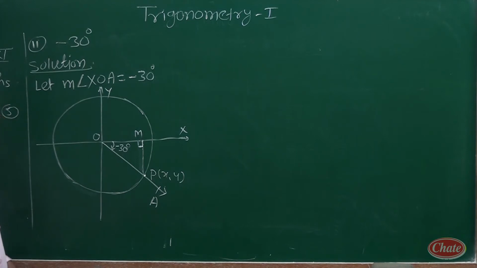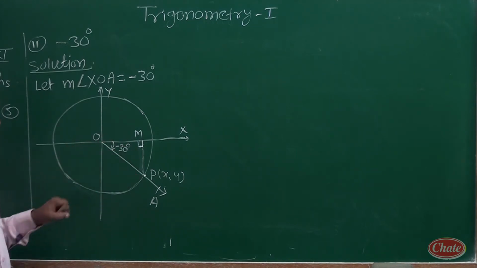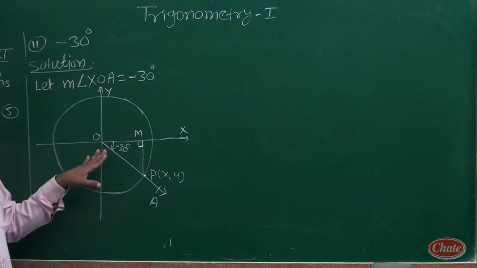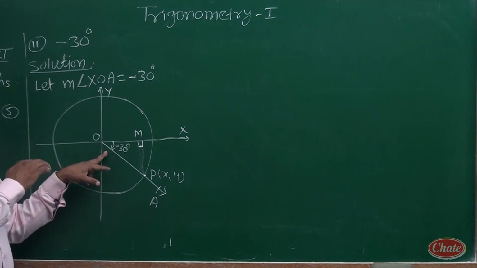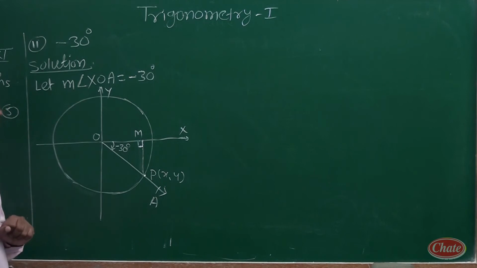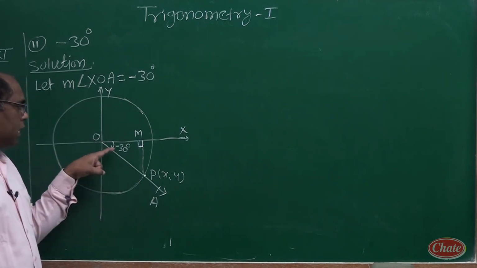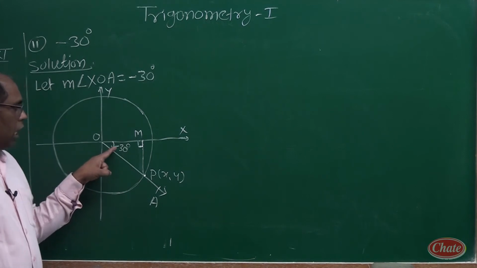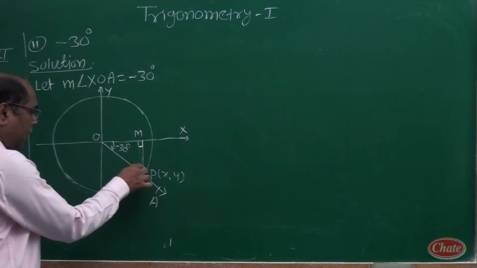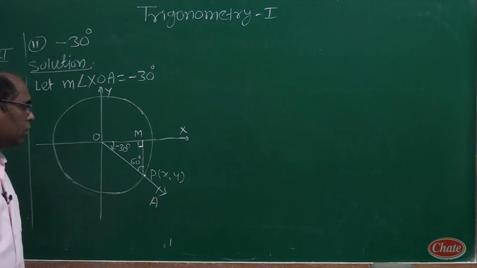Now in this triangle OMP, this angle O is of measure 30 degree. The measure is 30 degree only, because it is measured in the clockwise direction, hence it is taken to be negative. But in this triangle OMP, the measure of this angle is 30 degree, angle M is of measure 90 degree, and the remaining angle will be of measure 60 degree.